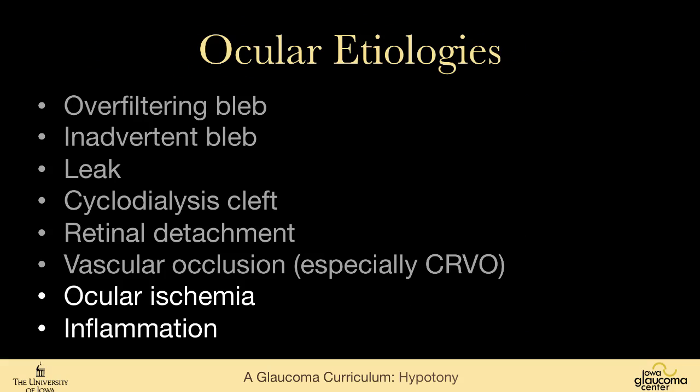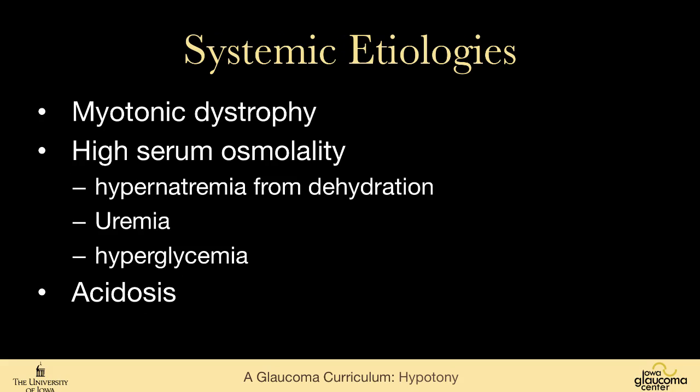Ocular ischemia can cause hypotony, as can inflammation. There are systemic etiologies. Myotonic dystrophy, for reasons I don't understand, can cause bilateral hypotony. And if you have high serum osmolality from hypernatremia, uremia, hyperglycemia, acidosis, any of those things can cause hypotony bilaterally.